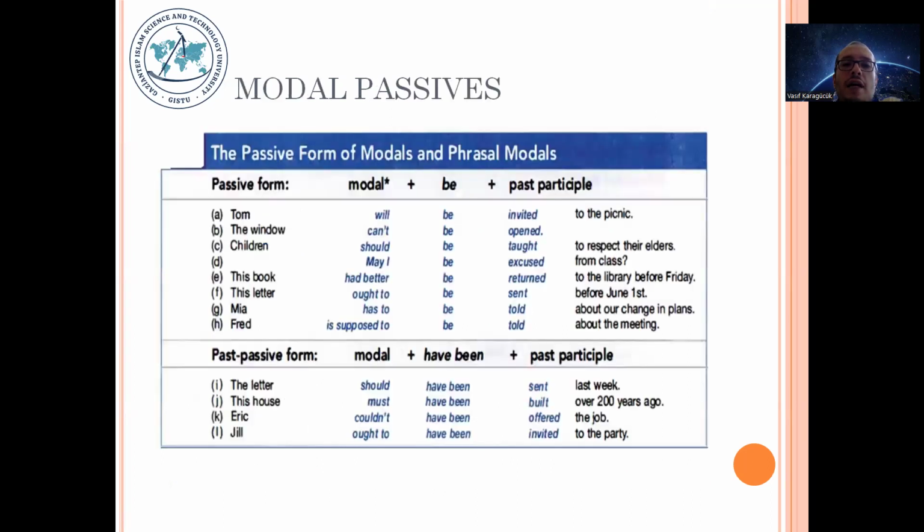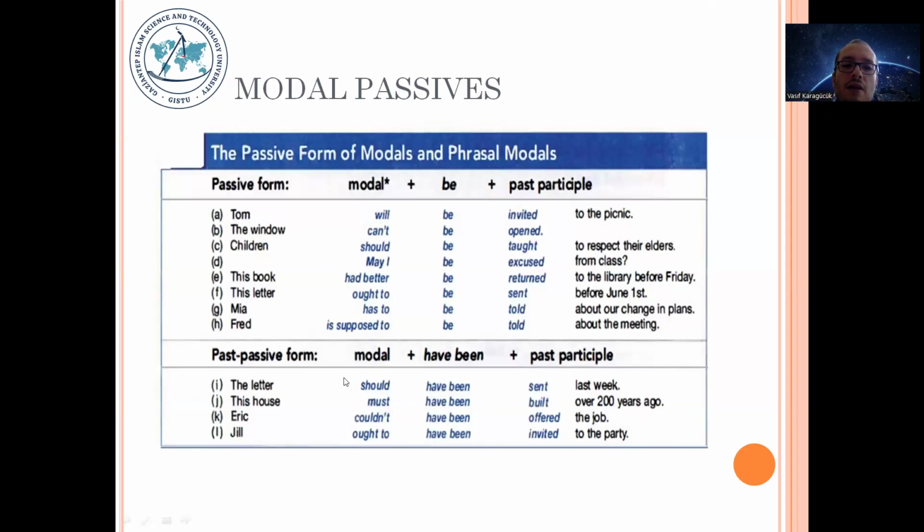Now, we are going to have a look at modal passives. As you know, we have some modals like can, can't, should, had better, ought to, has to, supposed to, etc. The general rule in modal passives is after the modal verb, you have to use be and the past participle.